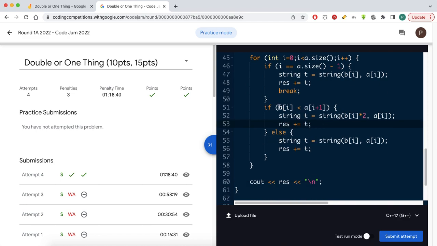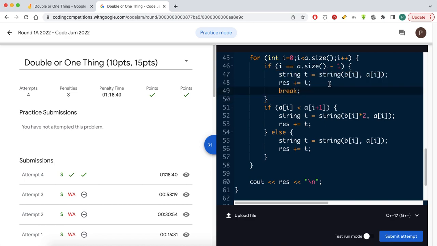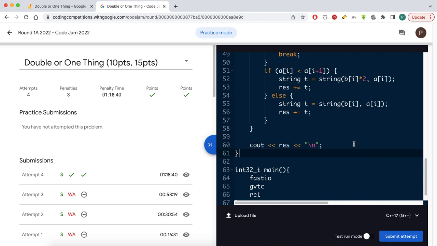Else, if it was greater than the next character, then we simply don't repeat it. So we generate a string which is nothing but the frequency, whatever the frequency was, and we append it to the result string. And if it was the last character, then we simply append whatever was the frequency of that character, and just simply return the resultant string.